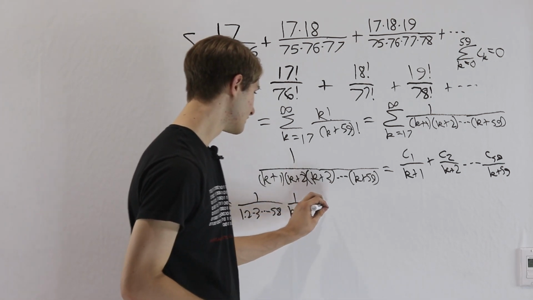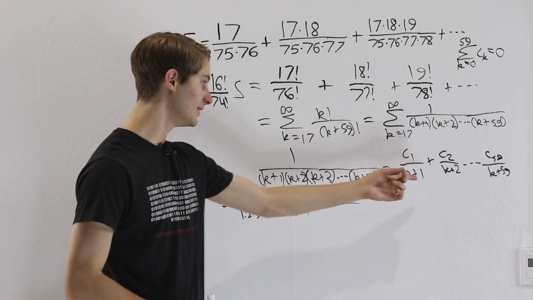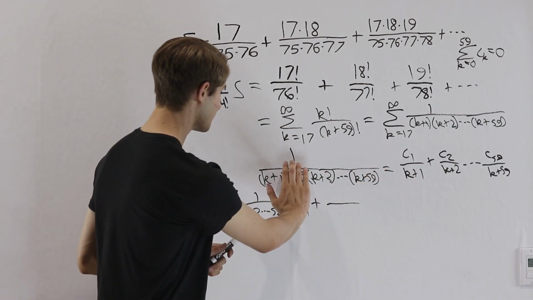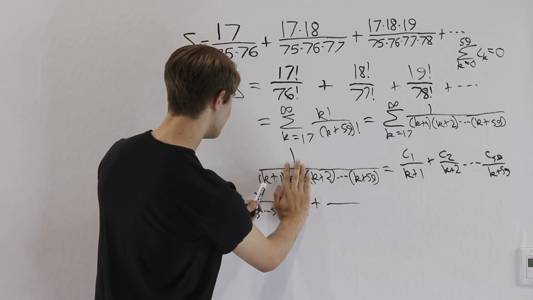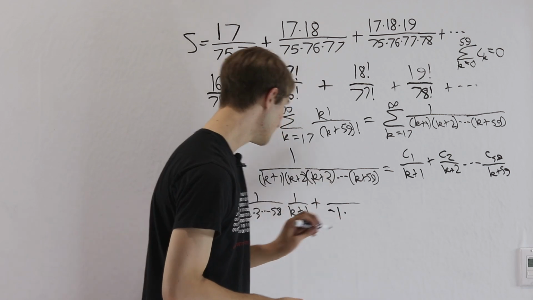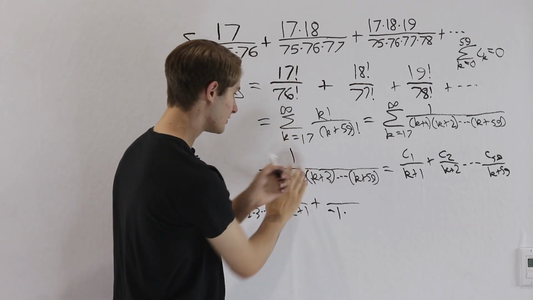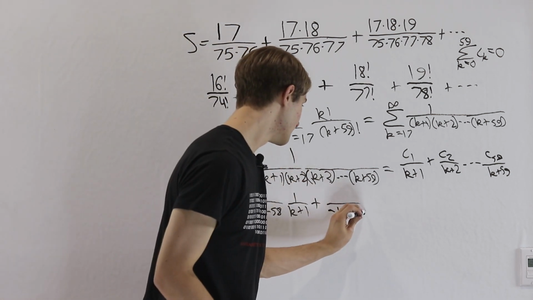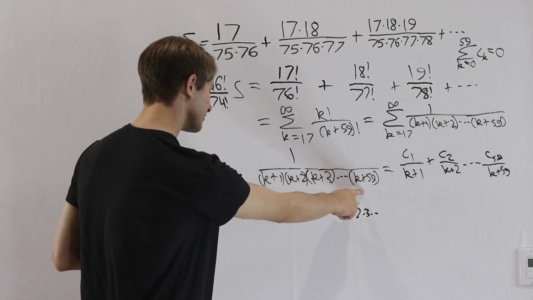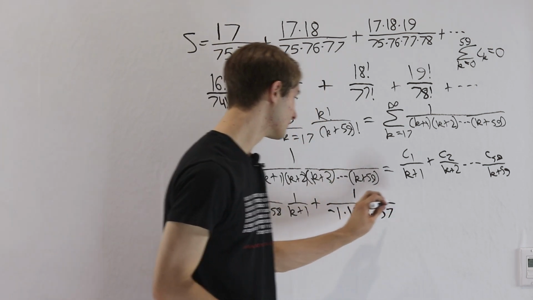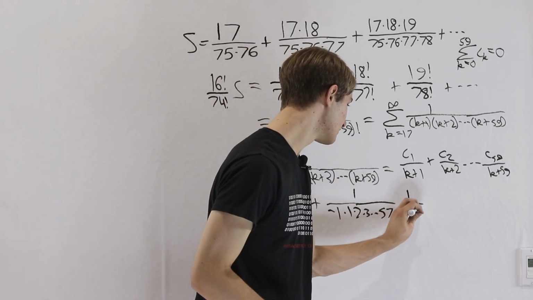Then we'll get plus, what about c2? Well, in order for k plus 2 to equal 0, we want k to equal negative 2. So you go over here, cover up k plus 2, and then we plug in negative 2 plus 1 is negative 1. So I'll put that first. And then we have times negative 2 plus 3 is 1. The next one would be negative 2 plus 4 is 2. And then 3 up to negative 2 plus 59 is 57. So then we have 1 over that times 1 over k plus 2.